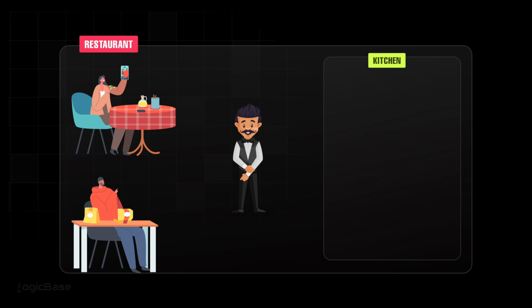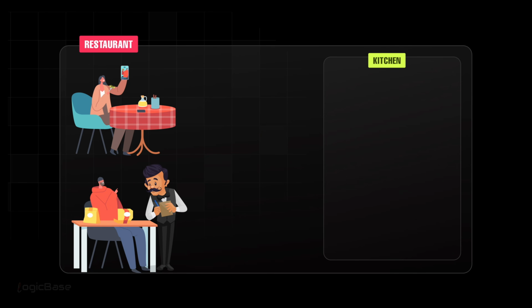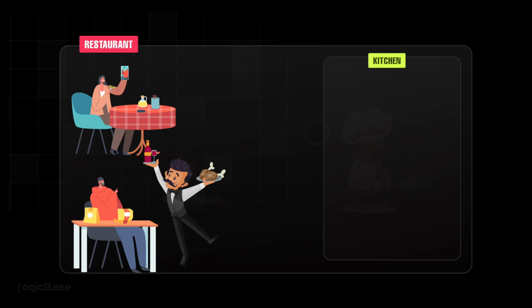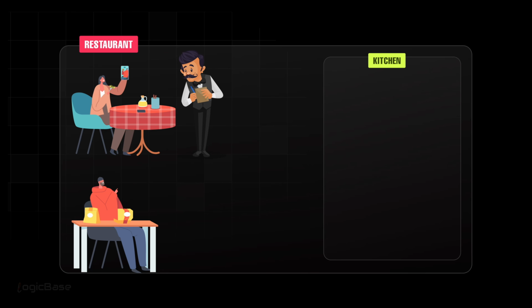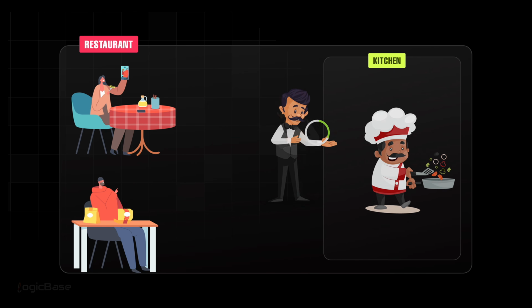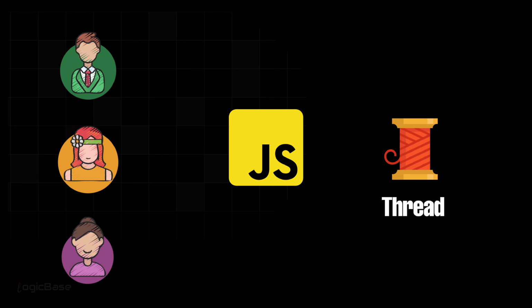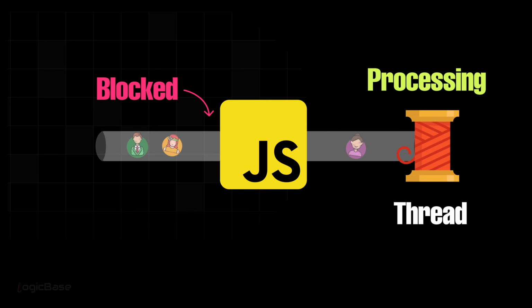The waiter goes to table 1, takes the order, and goes to the kitchen. Until the food is finished cooking, he remains blocked. Only after serving customer 1 does he become free to go to customer 2, take their order, and wait again. By default, JavaScript works exactly like this. The customers are the users and the waiter is the thread. This is synchronous blocking behavior. It's called blocking because the thread stays idle while waiting for a task like cooking to finish.